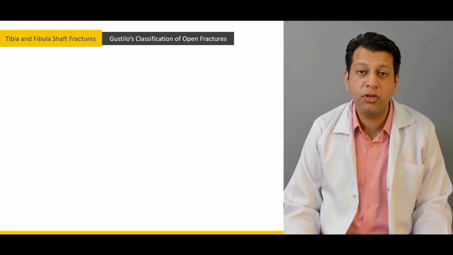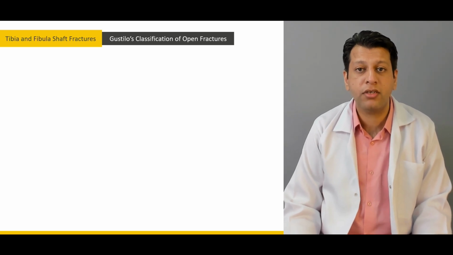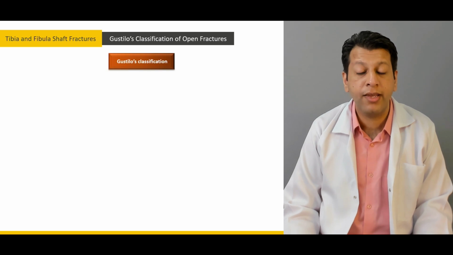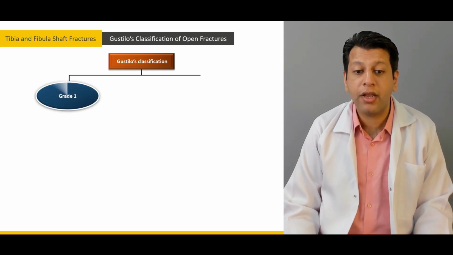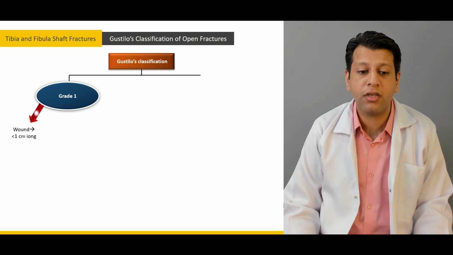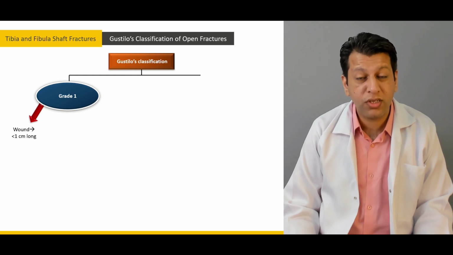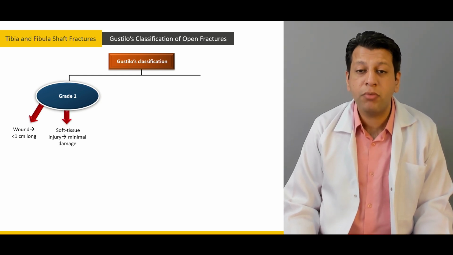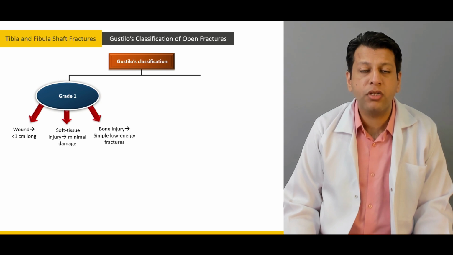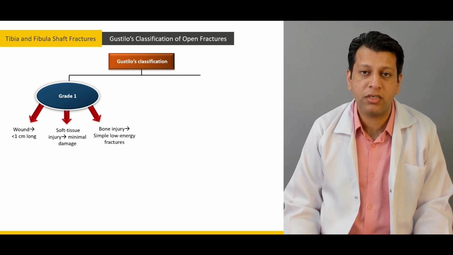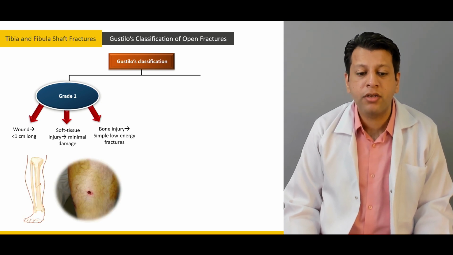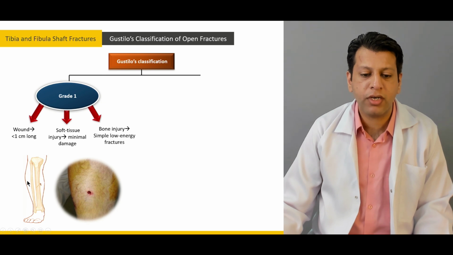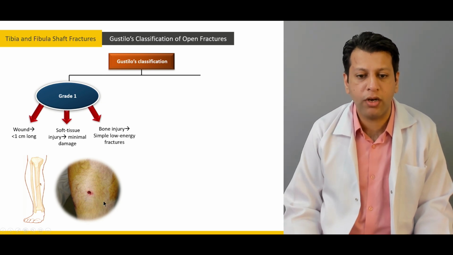Then the most commonly utilized is the Gustilo and Anderson classification for open fractures. And as I told you, the tibia is the bone which most commonly suffers an open fracture. There are 3 types. Grade 1 is basically a low energy wound. The wound is less than 1 centimeter with minimal soft tissue damage, and usually the bony injury is a simple low energy fracture such as transverse, short oblique or spiral. This is the classical presentation of a Gustilo type 1.